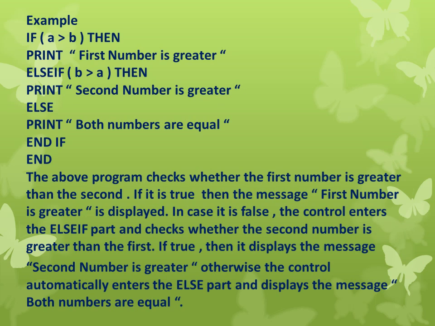If it is true, then the message "first number is greater" is displayed. In case it is false, the control enters the ElseIf part and checks whether the second number is greater than the first. If true, then it displays the message "second number is greater". Otherwise, the control automatically enters the Else part and displays the message "both numbers are equal".